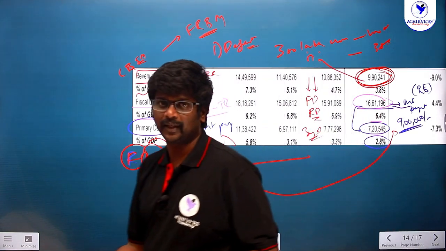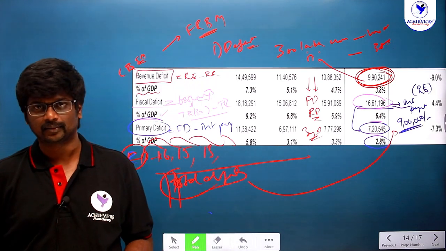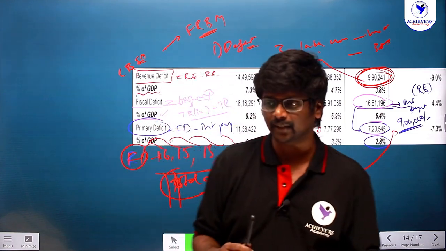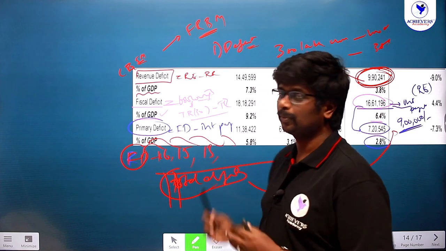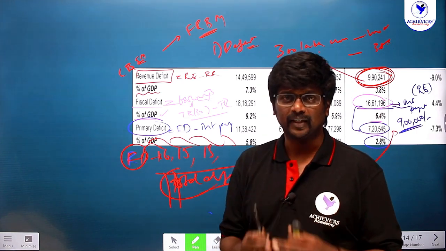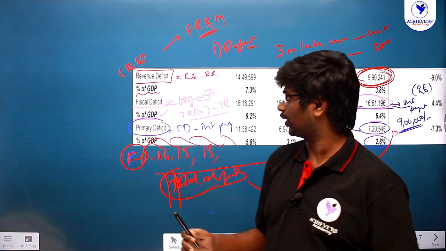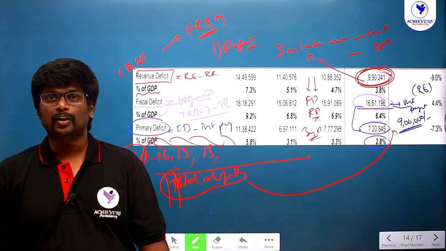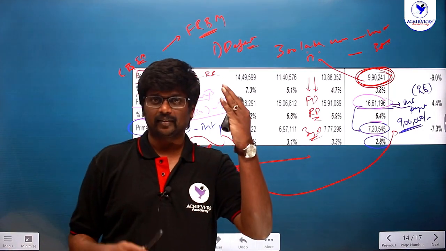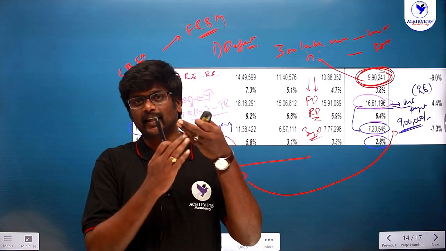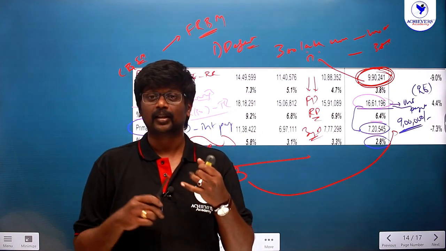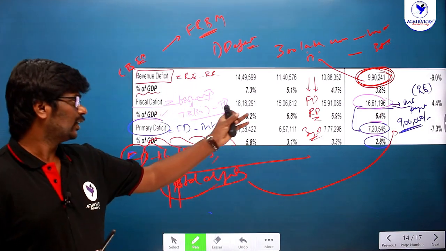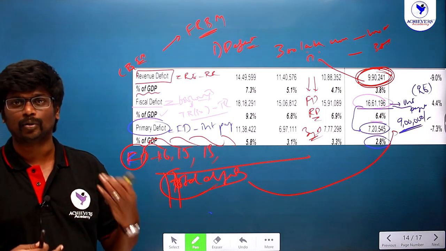If the target is not met, will the central government be penalized? The answer is no. If the fiscal deficit and the revenue deficit targets are not met, the central government will not be penalized. Okay? Say for example, if during the COVID year when the government expenditure is much higher when compared to its earnings, we obviously expect the revenue deficit should be higher. The revenue deficit would be higher along with fiscal deficit. So a particular year's ki revenue deficit and fiscal deficit ekku untundi.